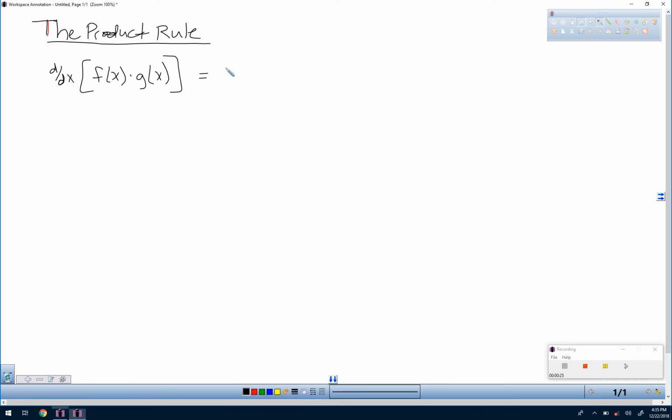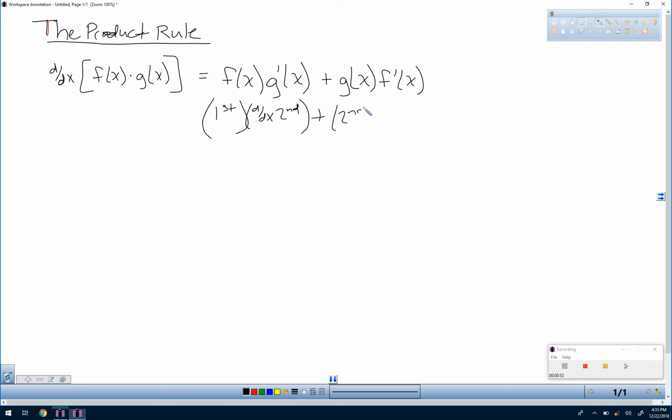The rule says that the derivative of f of x times g of x would be the first function, f of x, times the derivative of the second function, g of x, plus the second function, g of x, times the derivative of the first function, f of x. So one way of thinking about it is first times derivative of the second plus second times derivative of the first. And that's how you find the derivative of a product of functions.